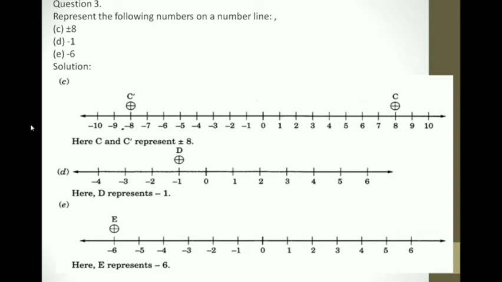Okay, now the C1 is we have to show positive and negative 8. So here we will give C for the positive 8 and C dash. Instead of C dash you can give any alphabet also. So positive number is always at the right hand side and negative number is always at the left hand side. So like that we can here represent negative 1 with the help of D and negative 6 with the help of E.